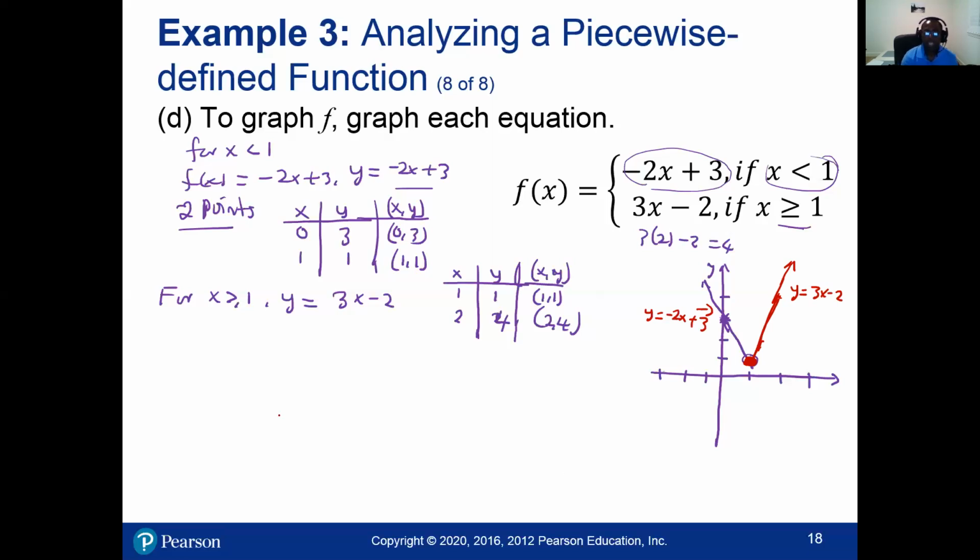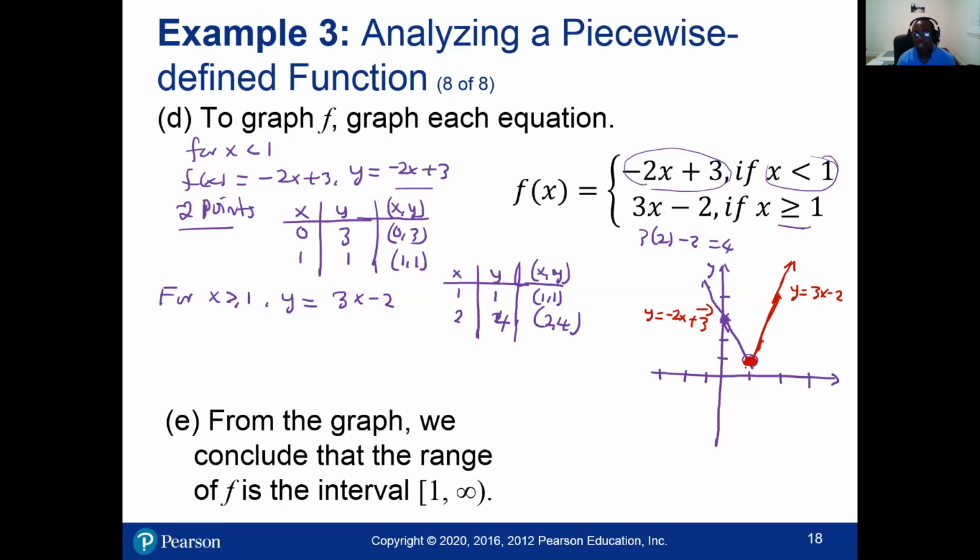So from this, what is the domain of this function? What's the range? As you can see, it includes 1 and goes up. And therefore, the range is from 1 to positive infinity. So you can see, we didn't have an x-intercept. That's why this graph doesn't go all the way and doesn't cross the x-axis at all.